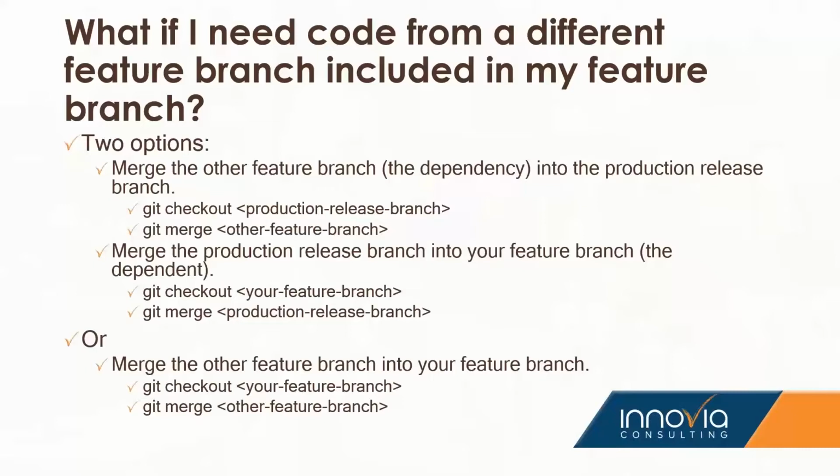You can either merge the other feature branch, which would be the dependency, into the production release branch. You can do that by switching to the production release branch, git checkout production release branch, and then merge your other feature branch with git merge other feature branch. Once you have the dependency feature in your production release branch, you can merge the production release branch into your feature branch. You would do that with git checkout your feature branch and git merge production release branch. That's option one, and that's the most preferred way from my standpoint anyways.